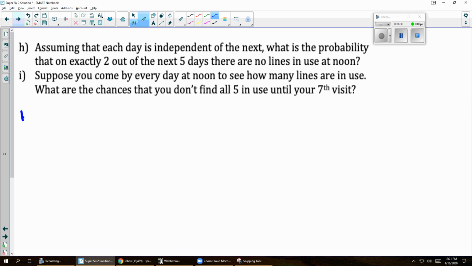Letter H. Assuming the days are independent, what's the probability exactly 2 of the next 5 have no lines in use? This is a binomial question.